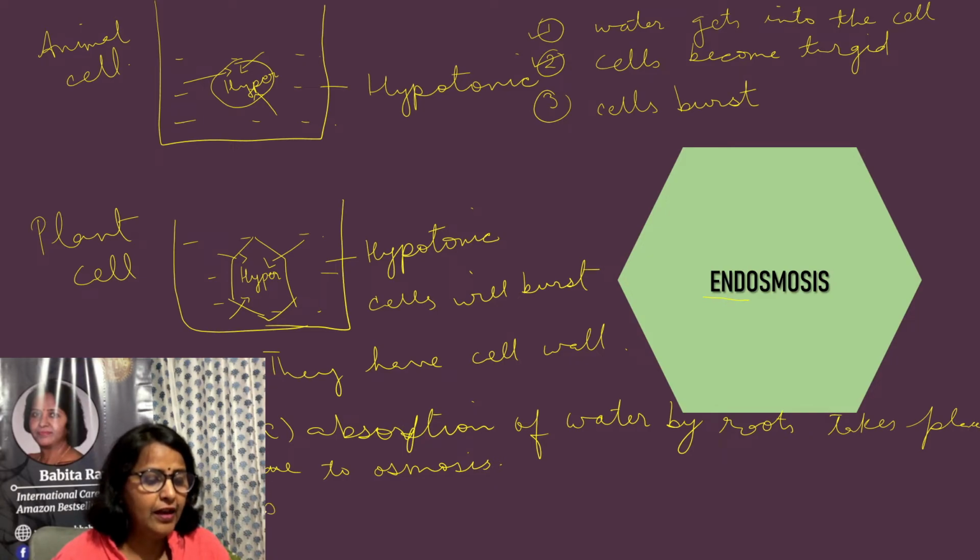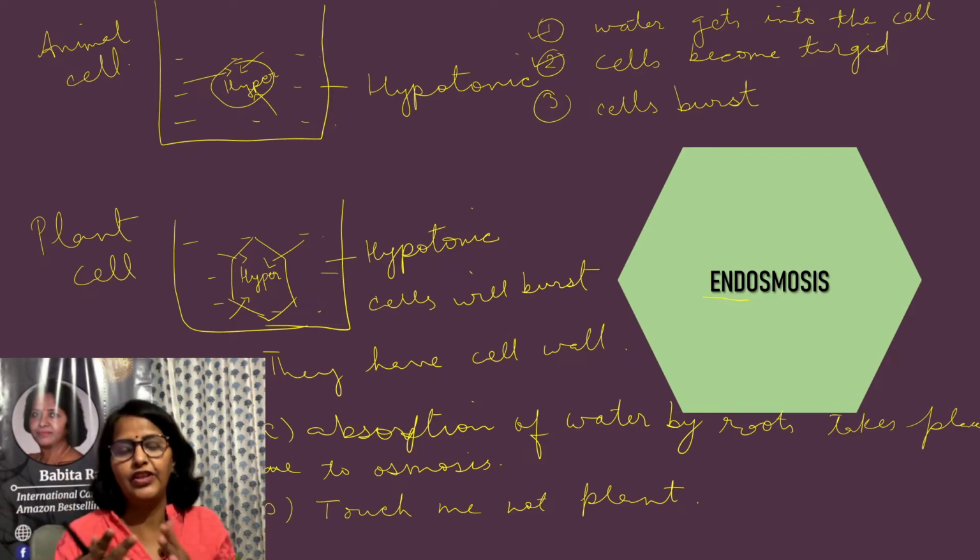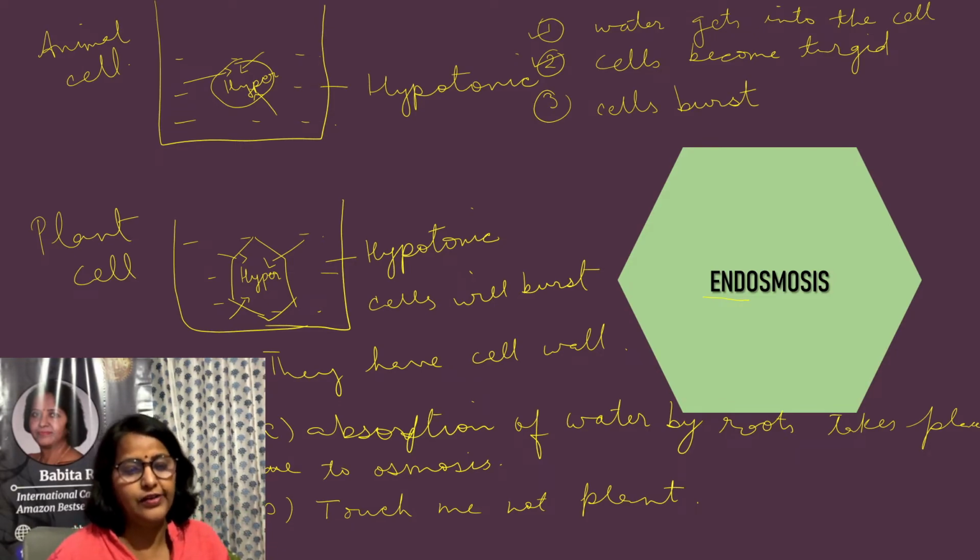Another example is the touch me not plant. How many of you have touched this plant? When we touch this plant, it immediately closes its leaves. Why does it happen? Touch acts as a stimulus. That stimulus goes around the leaf, and at the tip of the leaf we have a structure from where water loss takes place, and so all the cells of the leaves droop out, they close in case of touch me not. So, these are some examples found in the environment where osmosis takes place.